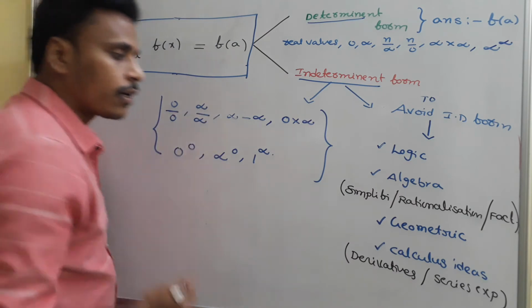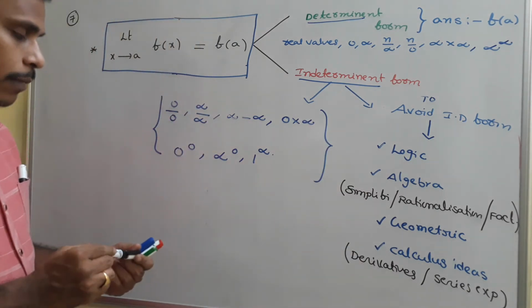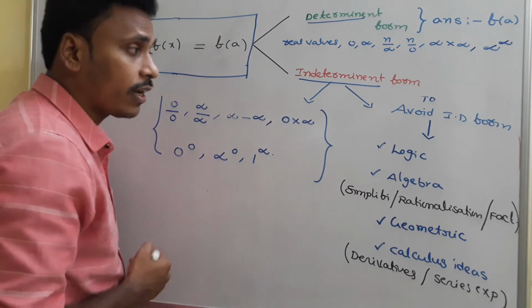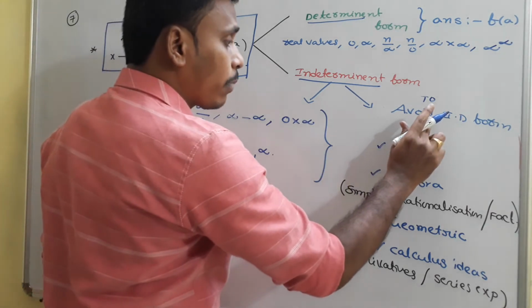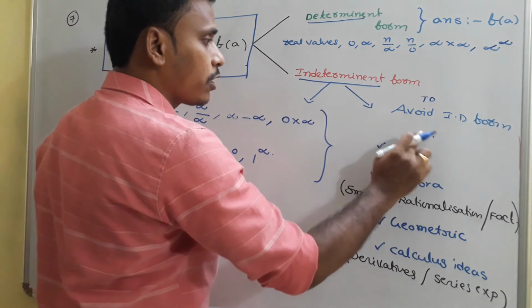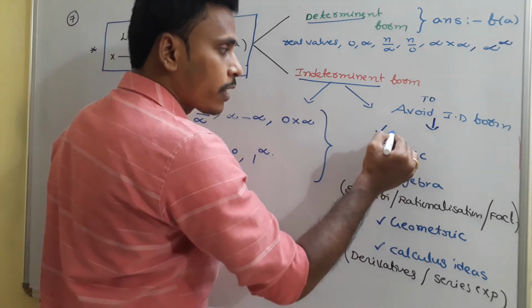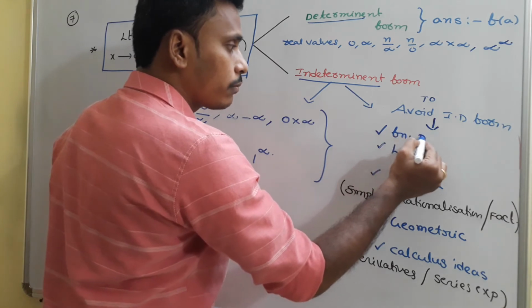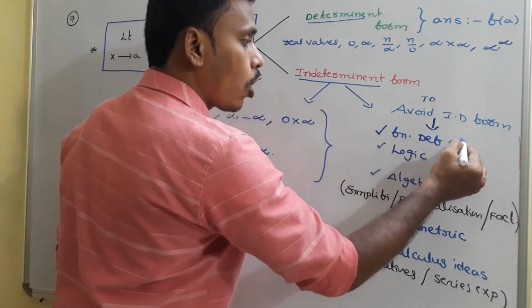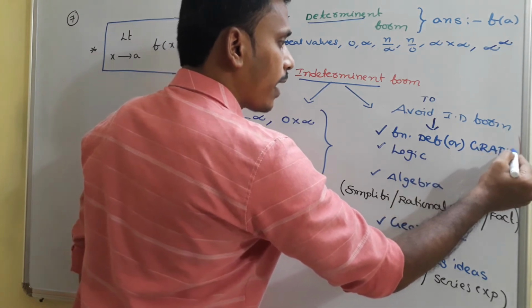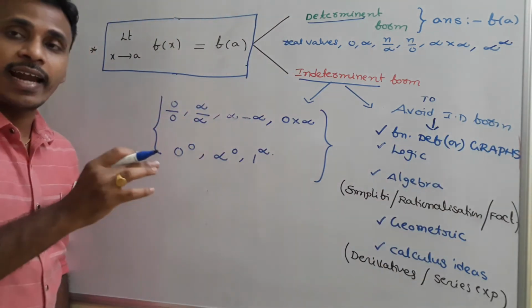Okay, and not only this, we may use sometimes graphs also, as we discussed, right? Function definition along with the graphs. Okay, to avoid indeterminate forms, because of the space, I am just mentioning here. To avoid indeterminate forms, we may use function definition, or you may use logic, or you may use graphs also. Graphs.